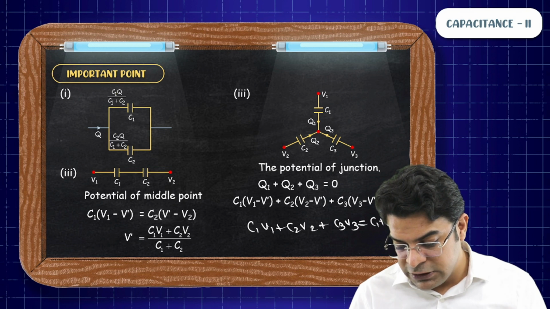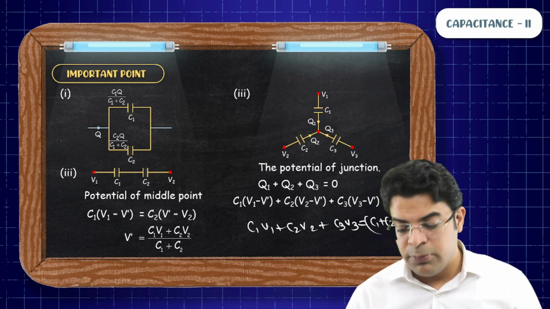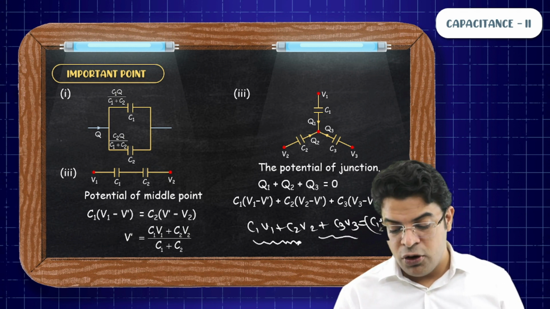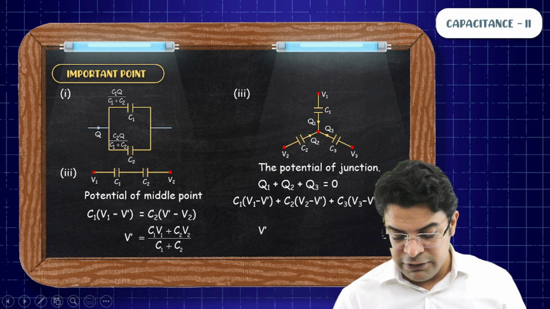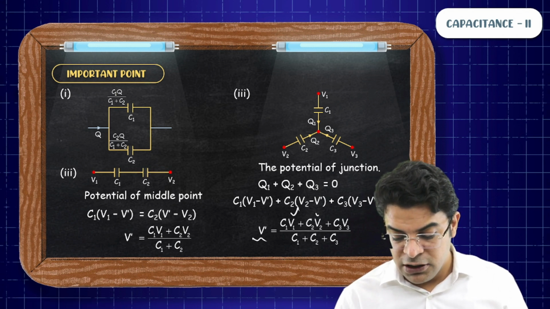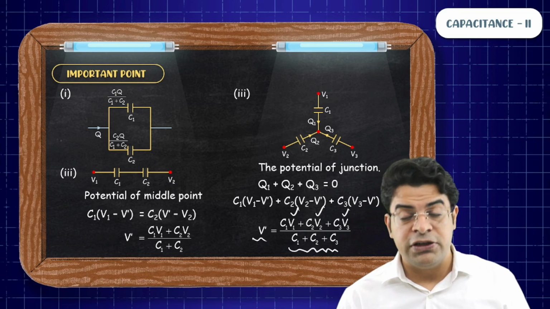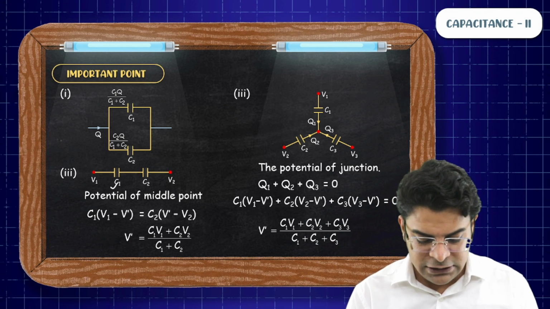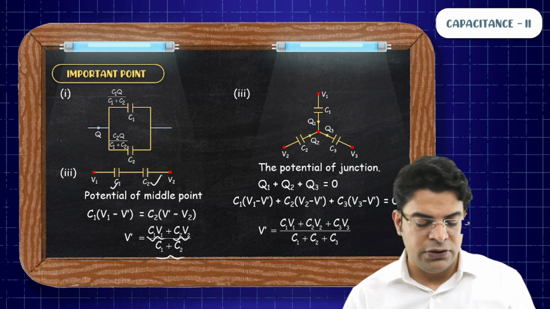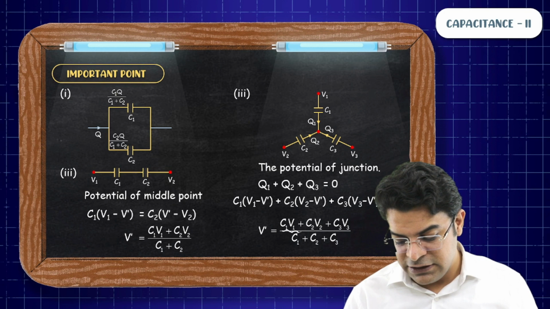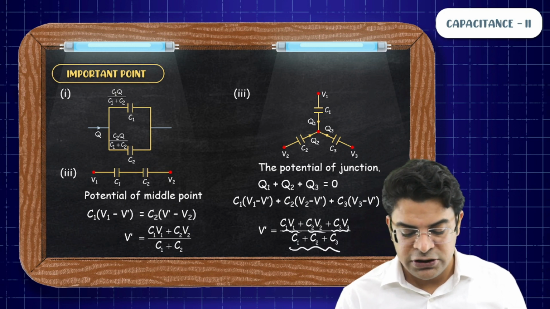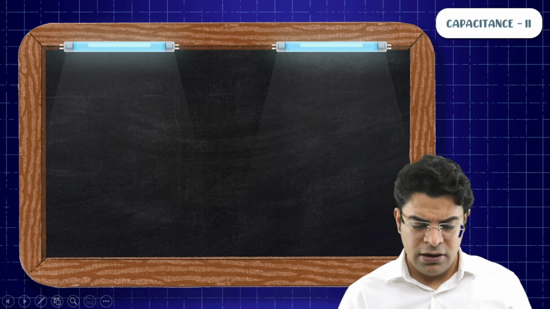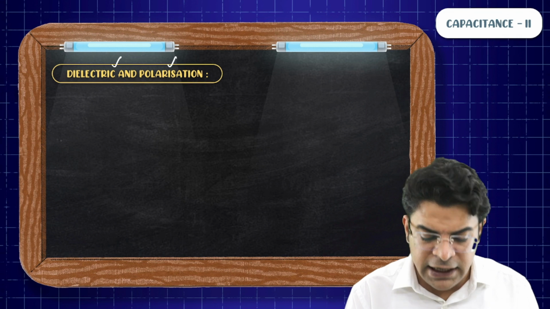(C1 plus C2 plus C3) into V dash. So you have got the potential at the junction, V dash equals (C1 V1 plus C2 V2 plus C3 V3) upon (C1 plus C2 plus C3). A symmetric result to remember. So for two capacitors, I get (C1 V1 plus C2 V2) upon (C1 plus C2). For three capacitors, I get (C1 V1 plus C2 V2 plus C3 V3) upon (C1 plus C2 plus C3). Easy to remember. Let's move on and see the important case of dielectric and polarization.